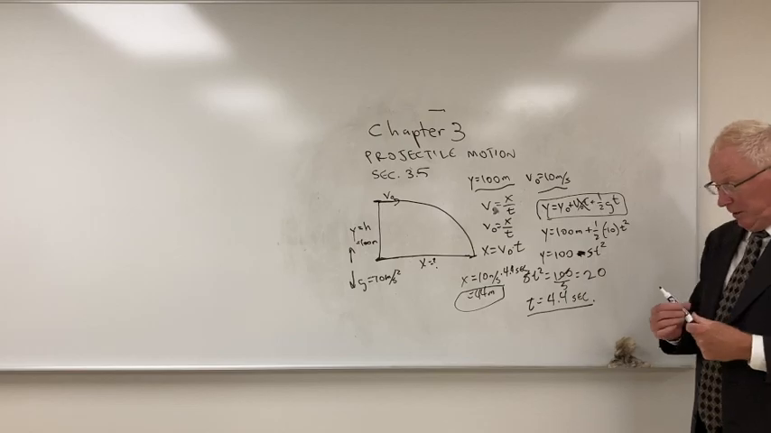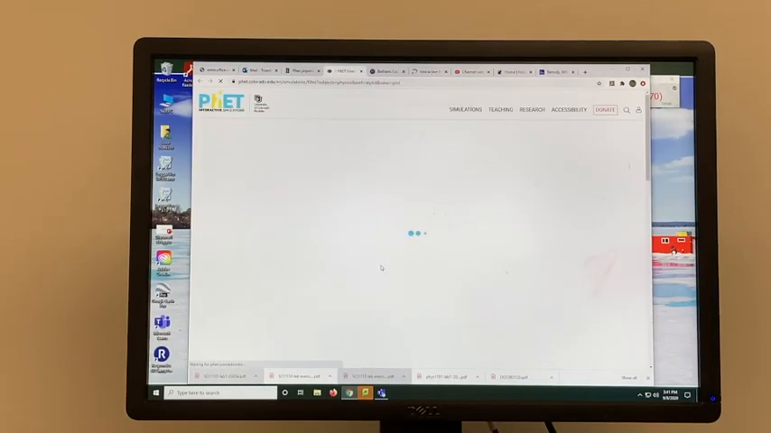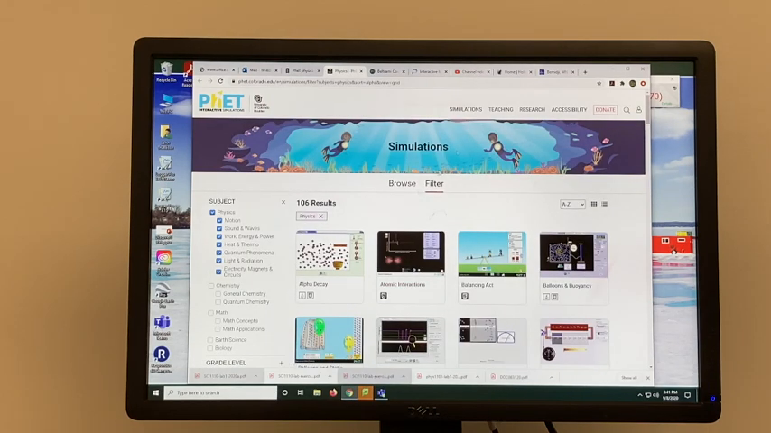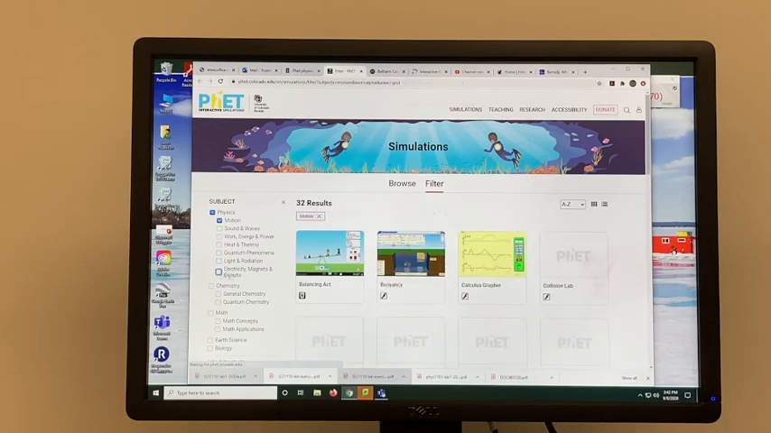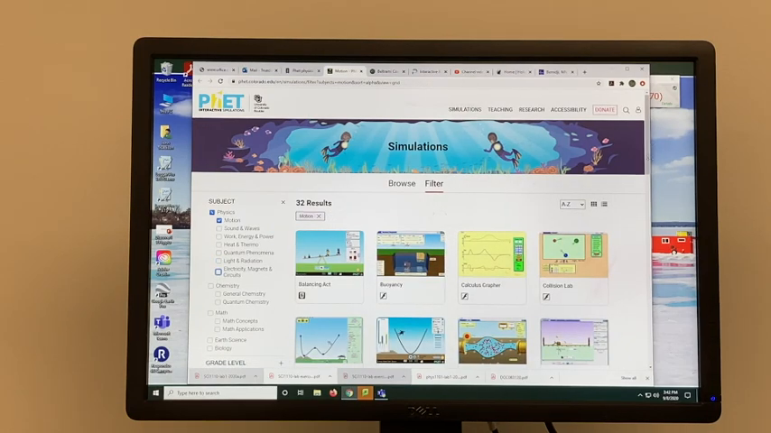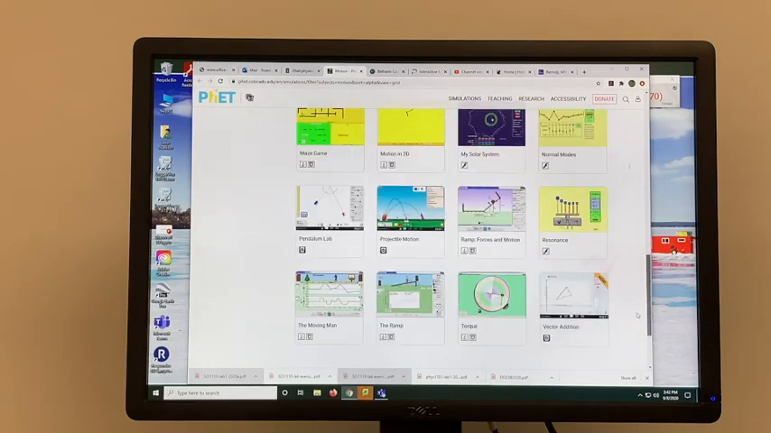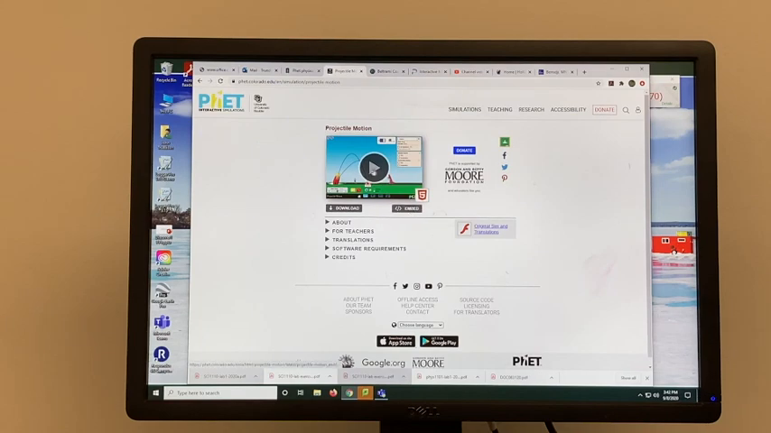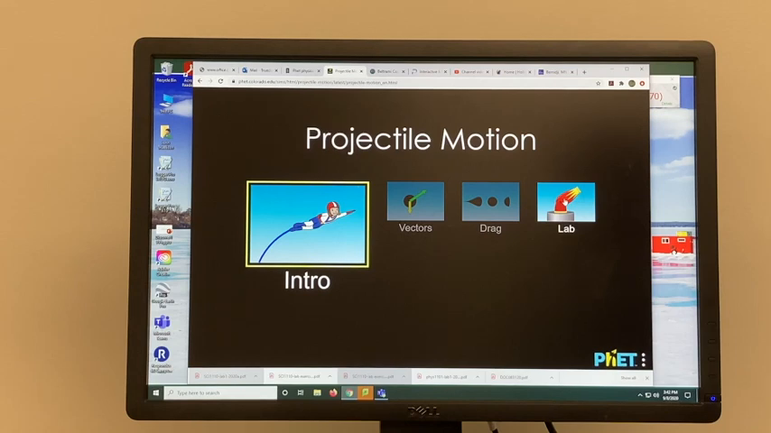I'm going to do a couple of simulations, the second part, to demonstrate how projectile motion works. I'll click on the links. Motion. Let's get some of these. So we want projectile motion. Okay, and for this one, we're going to go straight to the lab.